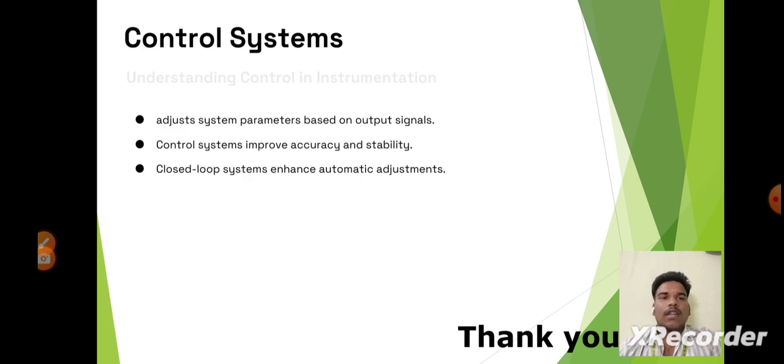Understanding the control systems: it adjusts the system parameters based on the output signals, which means that according to the coming output, it will adjust the system parameters. It improves the accuracy and the stability. It also closes the loop systems, resulting in enhanced automatic adjustments. And therefore the points have been written there.